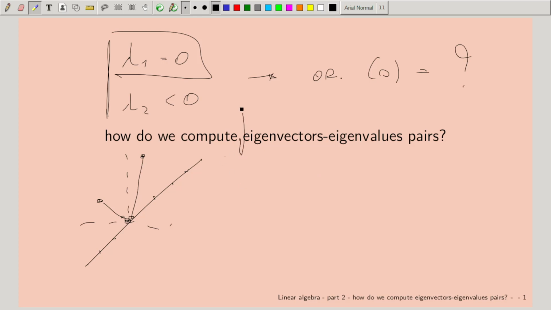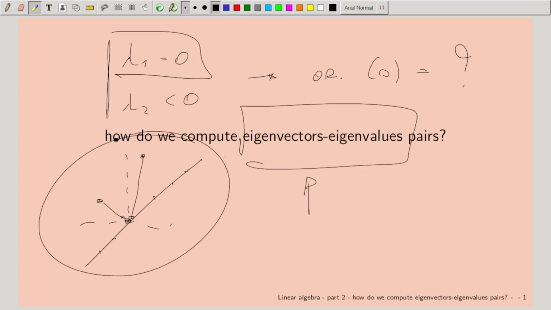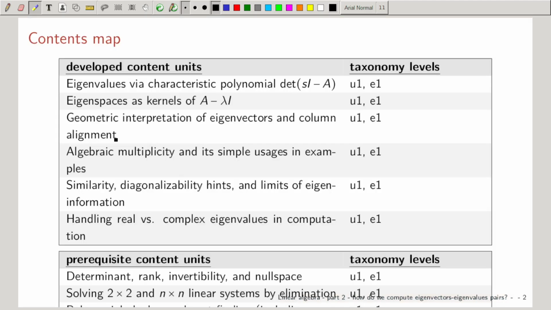Okay? Perfect. So computing eigenvector, eigenvalue pairs is very important because they give us intuitions about how the system evolves. So we need to be able to characterize them. Let's go.